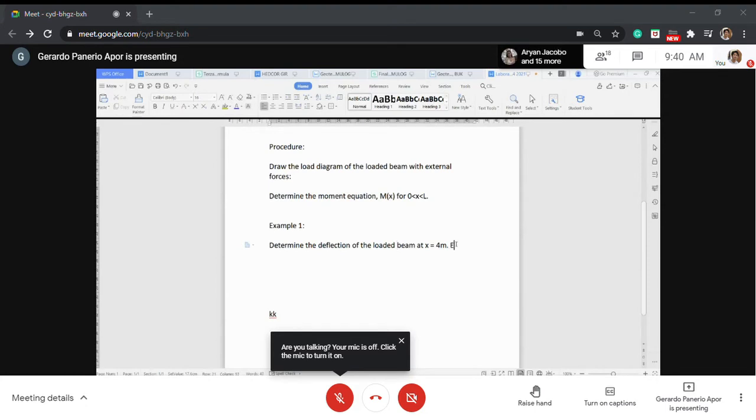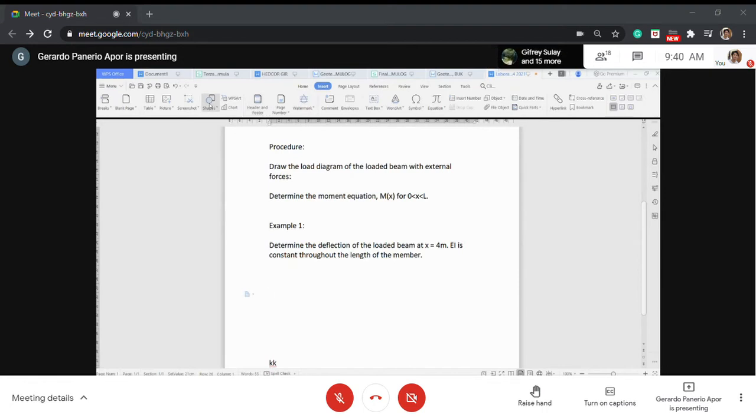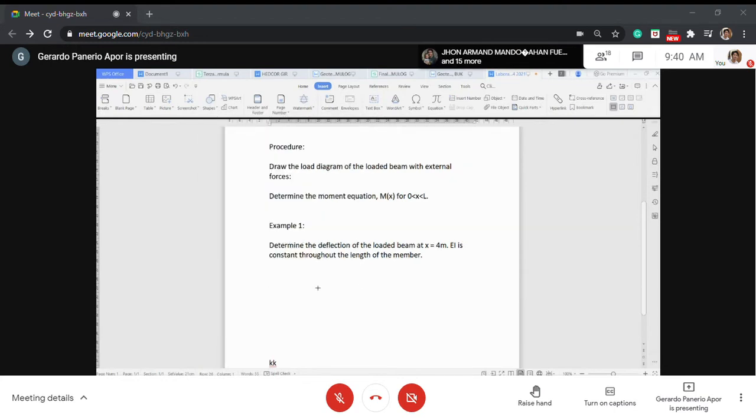Let's just say EI is constant of the member throughout the length of the member, meaning it's constant. Okay, so the figure looks like this. I am just going to draw, but the problem here is it could be a challenge to draw. Okay, anyway, I can do it a little later.